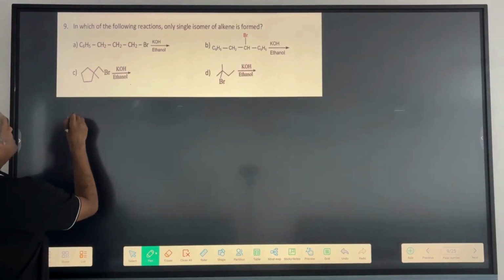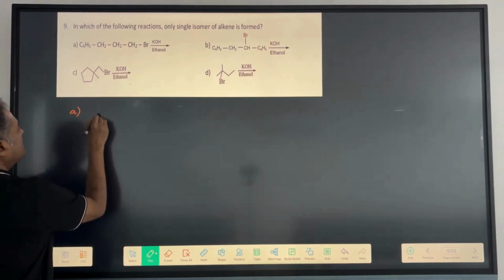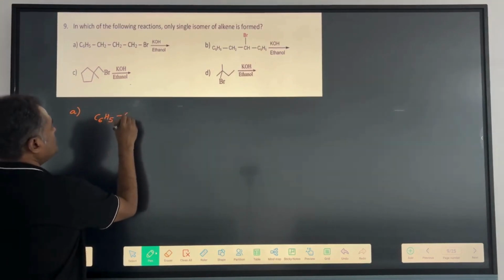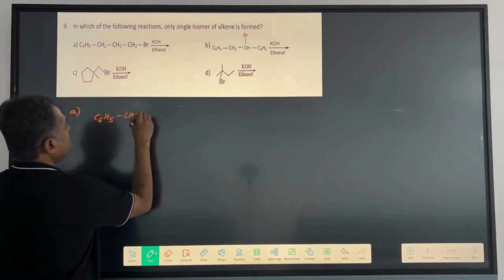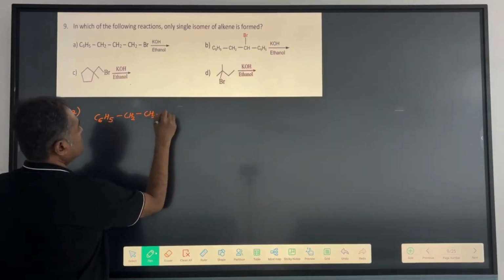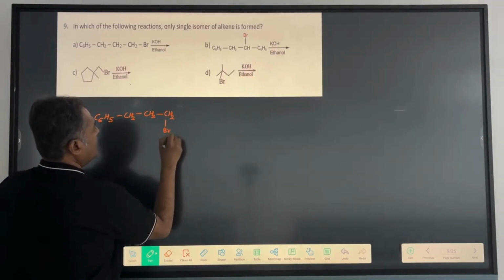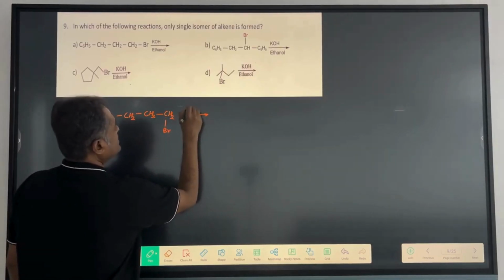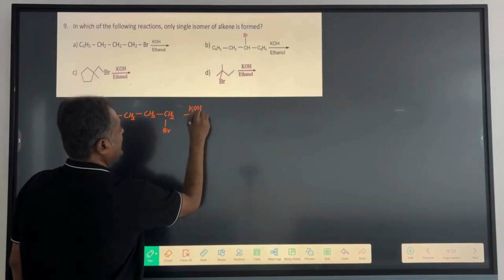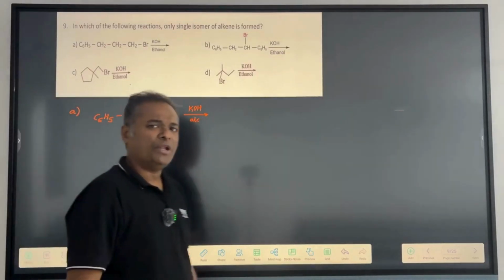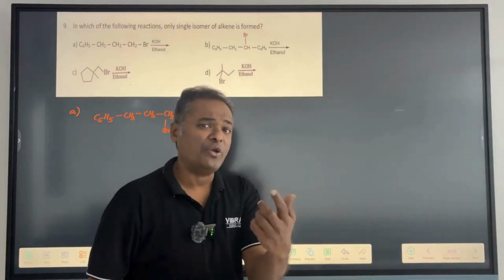I think so the first example what we have got is A, it's C6H5, CH2, CH2, CH2 and Br, and they have mentioned over here as KOH in alcoholic condition. Now we obviously know that when we talk about alcoholic KOH, it's an elimination. So we try to find out the leaving group.